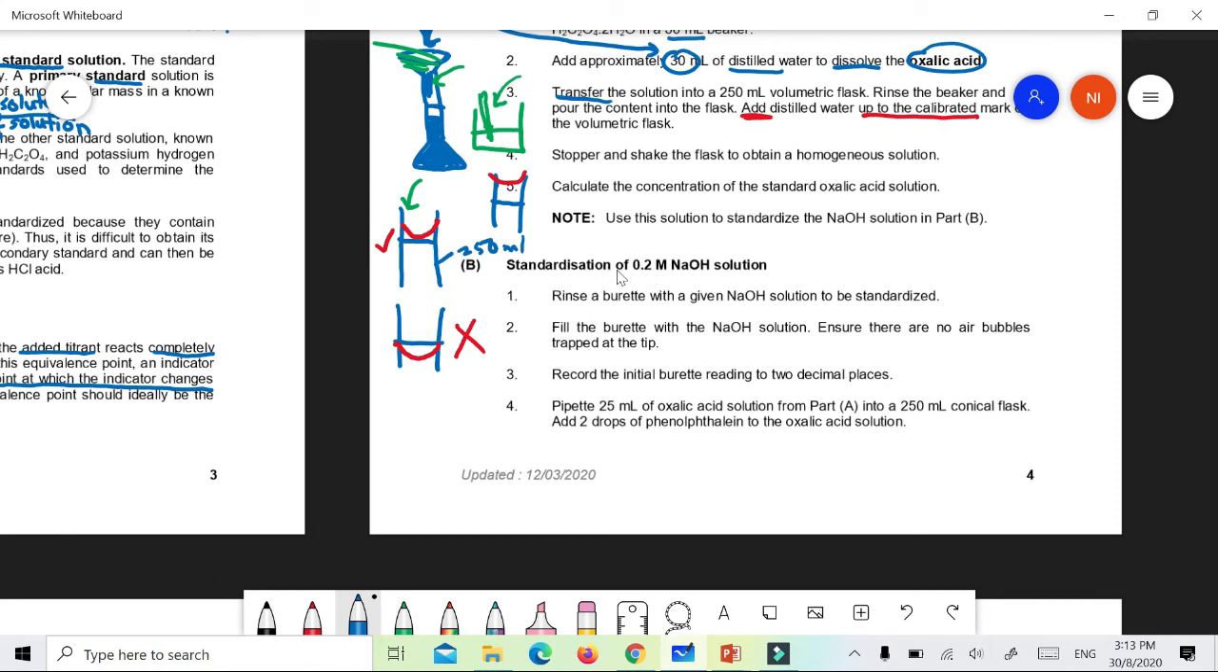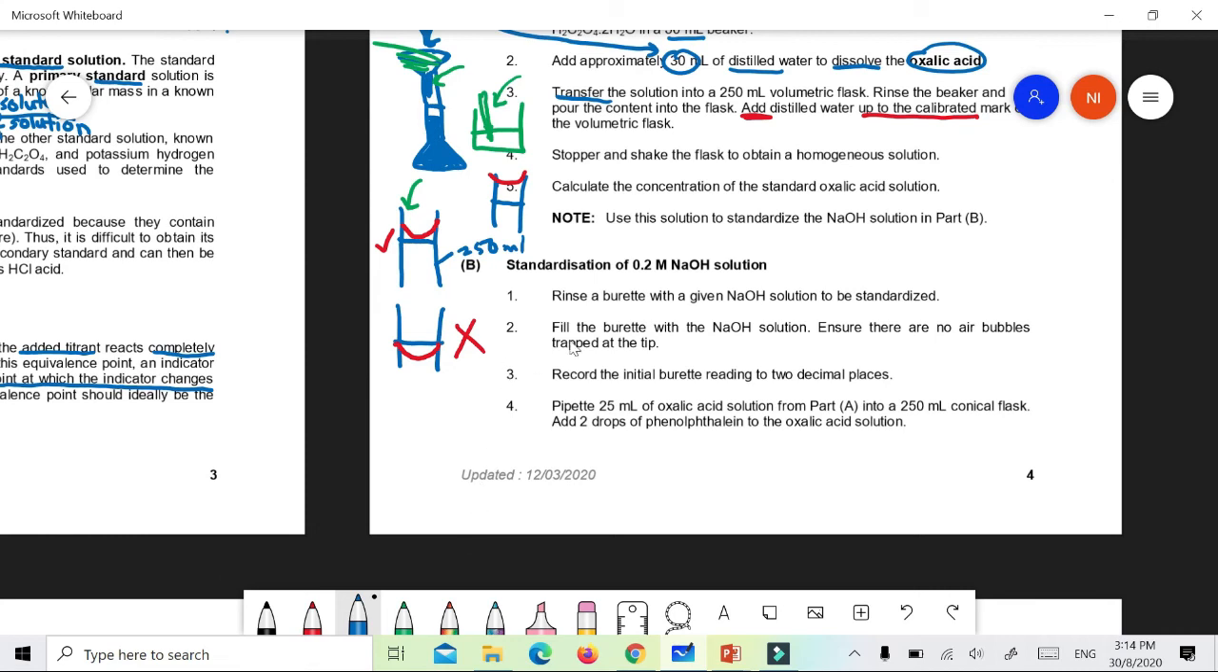Okay, so standardization of 0.2 molar NaOH solution: rinse a burette with a given NaOH solution to be standardized. Ingat burette dengan pipette sebelum kita guna, actually sebelum apa-apa benda guna, you kena rinse dengan distilled water dulu sebab kita tak tahu yang kita dapat tu bersih atau tidak. Kadang-kadang orang tinggalkan benda tu, kita tak nampak solution tu colourless, kadang dia guna acid dia tak basuh. Jadi bila kita tambah apa-apa indikator, dia akan berubah warna.